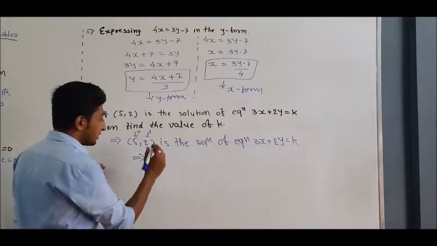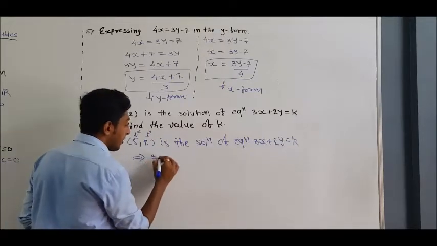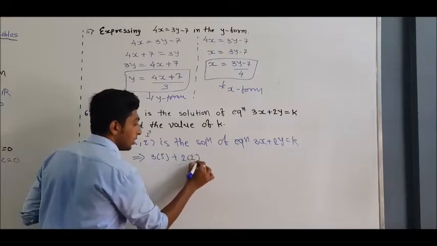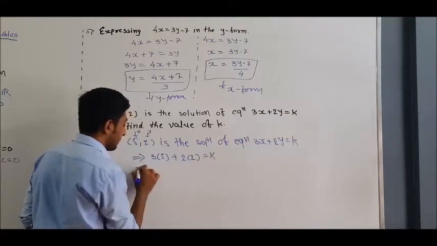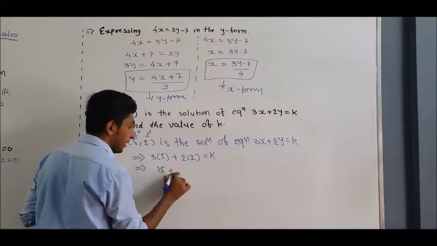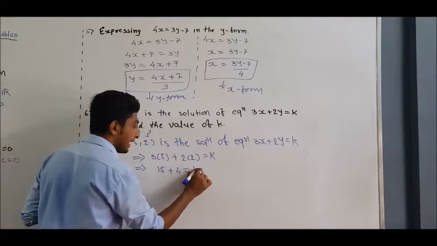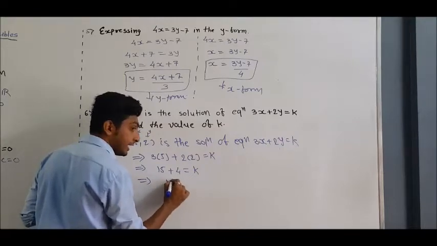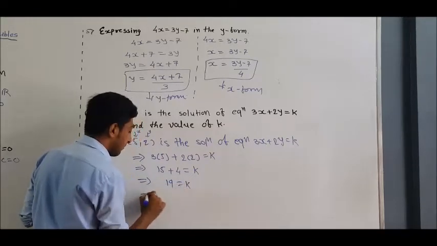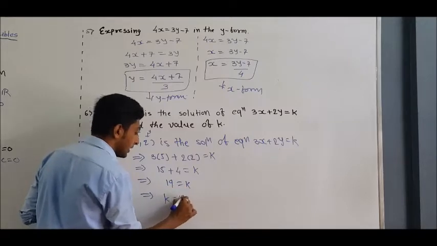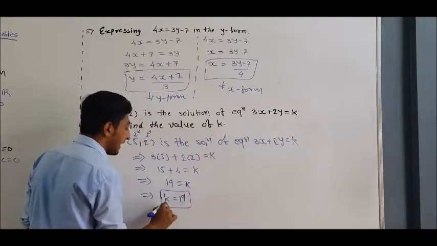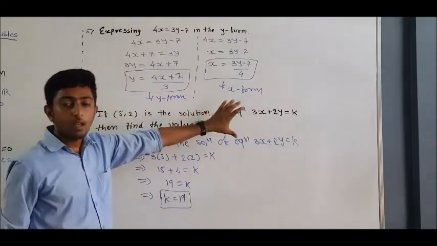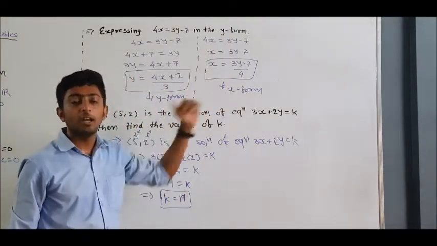Remember. So first of all, let us substitute the values. 3 into 5 plus 2 into 2 equal to k. That means 3 fives are 15 plus 4 equal to k. 15 plus 4 is 19. So 19 equal to k. Therefore k equal to 19. So that is the way to find out the value of k. Friends, this is a very important question. It will be asked in your exam.